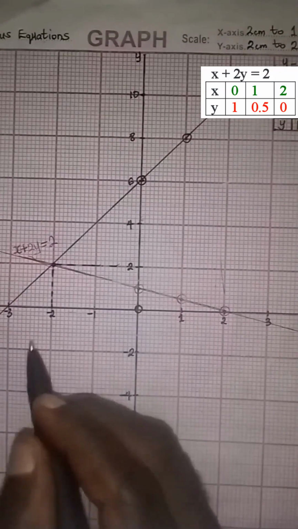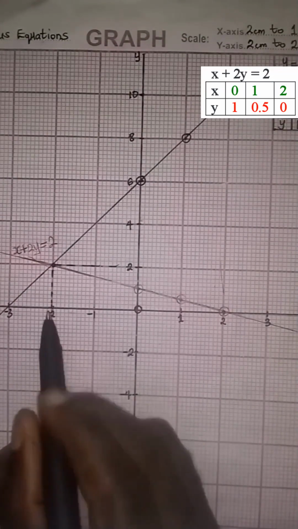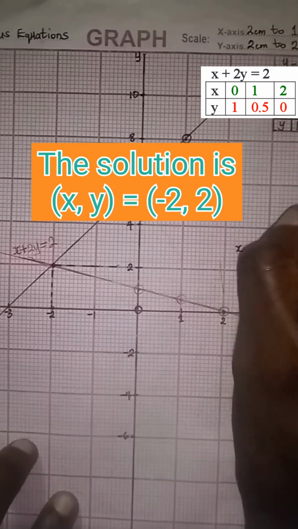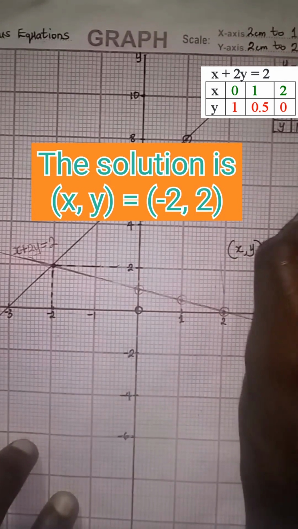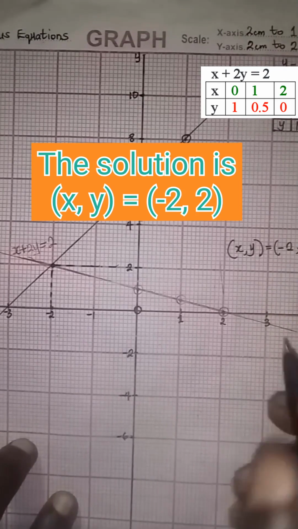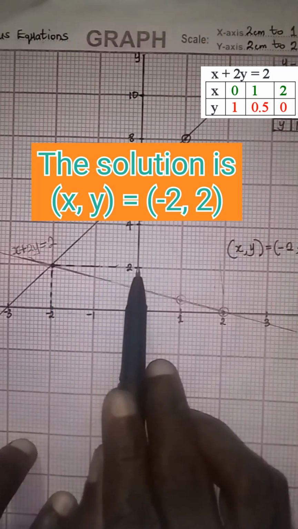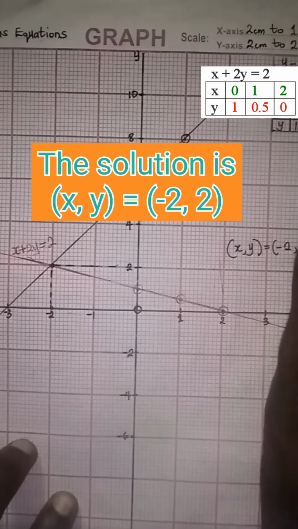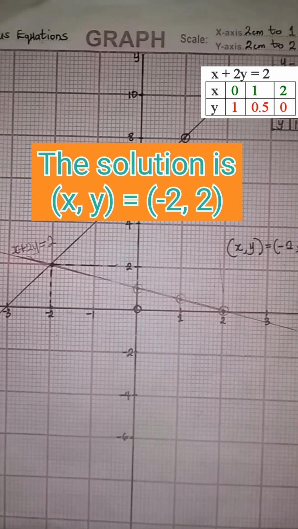Now from here, the two lines cross at the point where x is minus 2. So x comma y will be minus 2 for x, and on the y-axis it is 2. It's actually above the origin. So the solution to the simultaneous equation is x equals minus 2 and y equals 2.